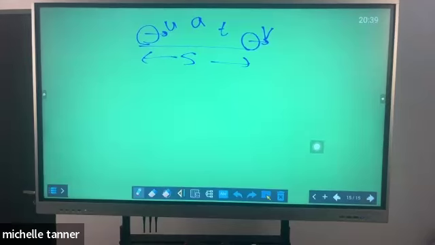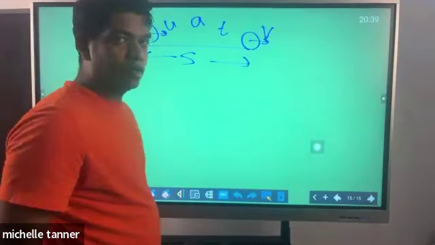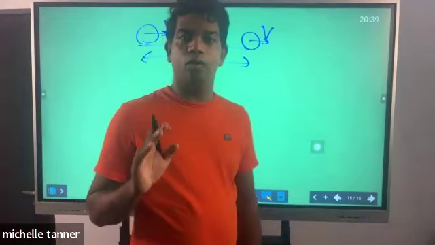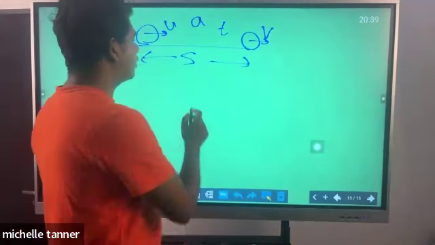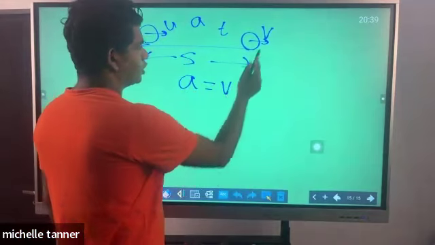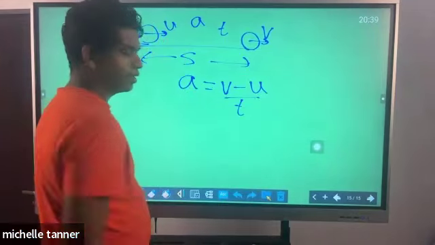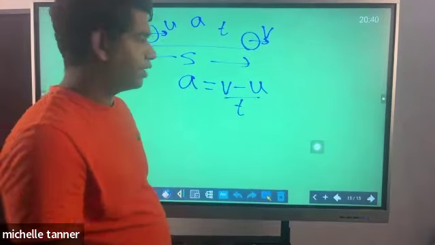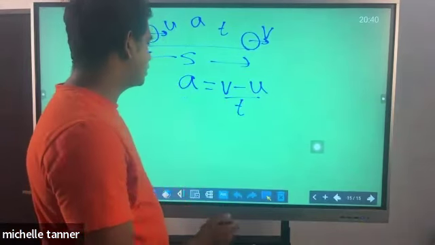Right? These we apply for constant acceleration or constant deceleration motions only. Remember that one. We already know acceleration is equal to final velocity minus initial velocity divided by t. So rate of change of velocity equals acceleration. We have done these things.